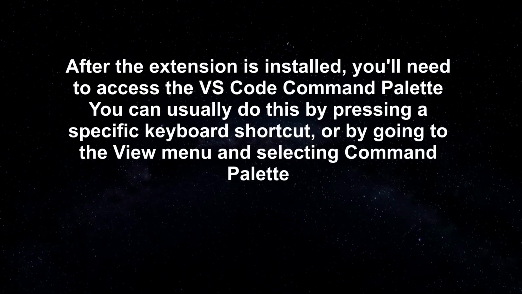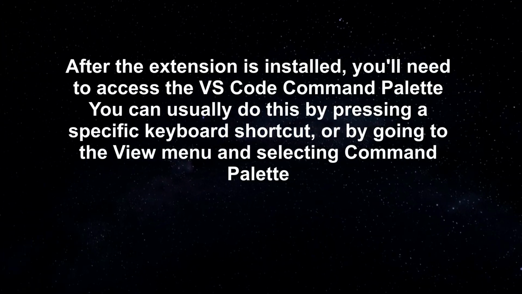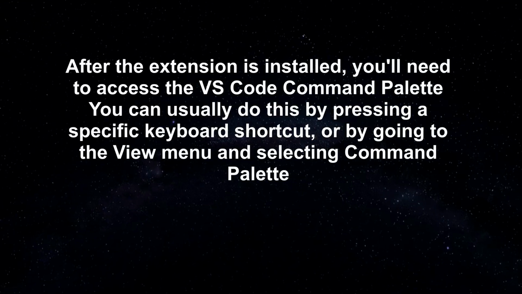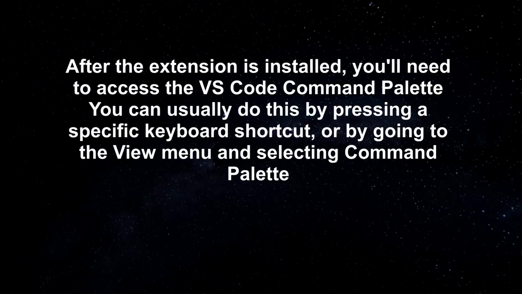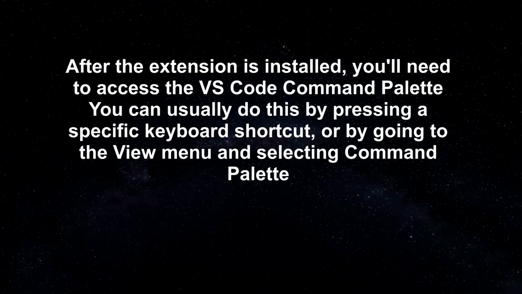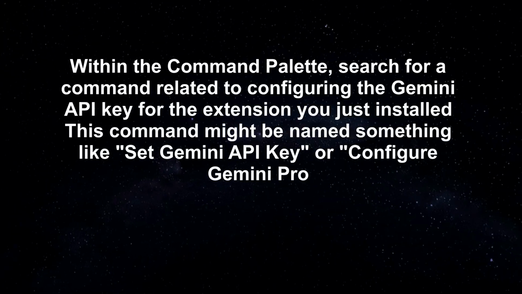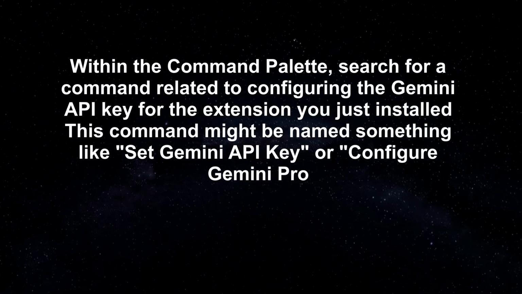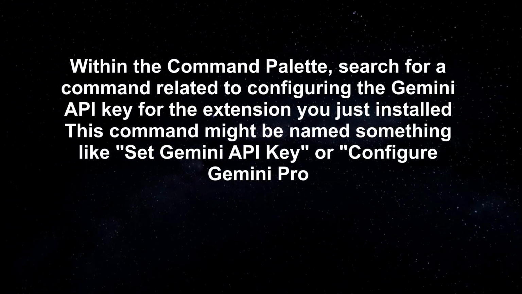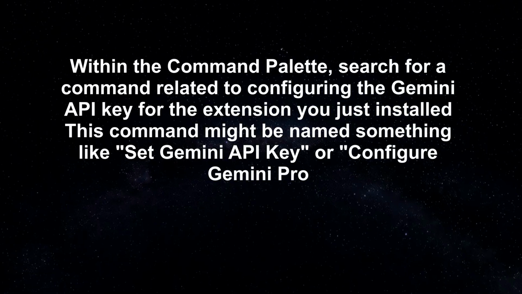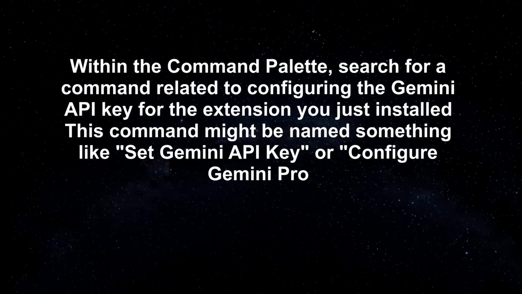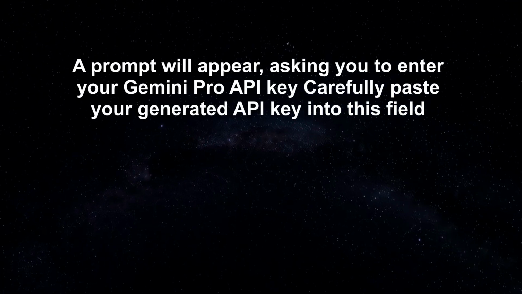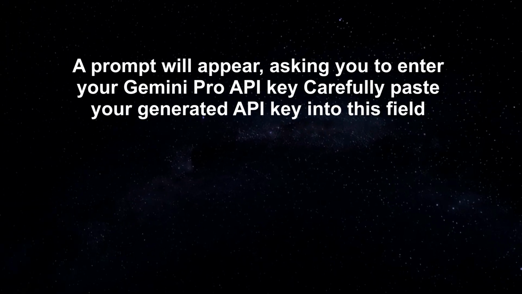After the extension is installed, you'll need to access the VS Code command palette. You can usually do this by pressing a specific keyboard shortcut, or by going to the View menu and selecting Command Palette. Within the command palette, search for a command related to configuring the Gemini API key. For the extension you just installed, this command might be named something like Set Gemini API Key or Configure Gemini Pro. A prompt will appear, asking you to enter your Gemini Pro API key.